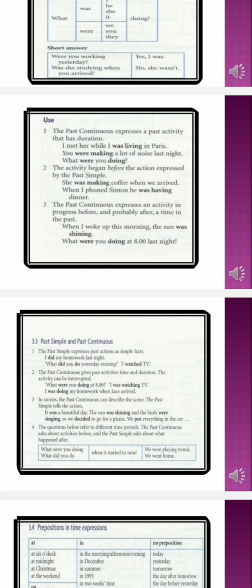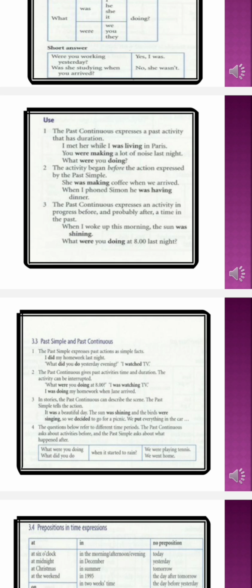Number 2. The activity began before the action expressed by the past simple. For example, she was making coffee when he arrived. Another example, when I phoned Simon, he was having dinner.